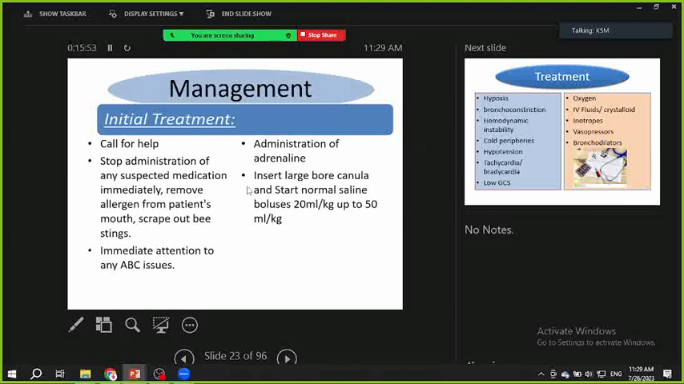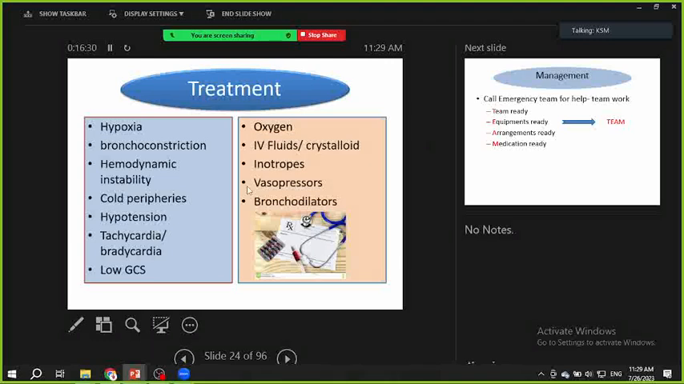It's a simple thing. Emergency management in initial treatment: just call for help, which is very important. You can't manage anaphylaxis alone. Even in the emergency department we don't manage alone. Stop administration of any suspected medication, which is very important. Give immediate attention to the ABC issues and administer adrenaline; I'll talk about these one by one later. Insert a large bore cannula and start normal saline boluses of 20 ml/kg, up to 50 ml/kg. A large bore cannula means 14 or 16 gauge, not a peripheral one, at least antecubital for an adult.